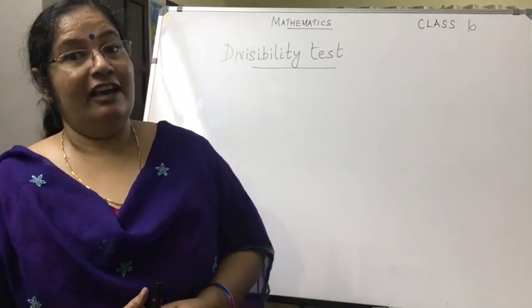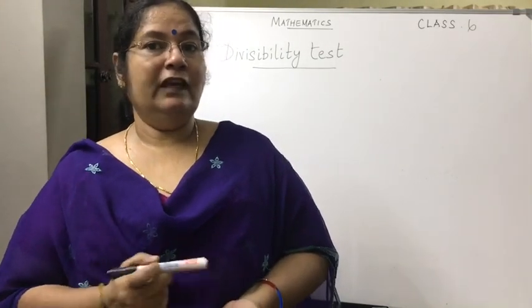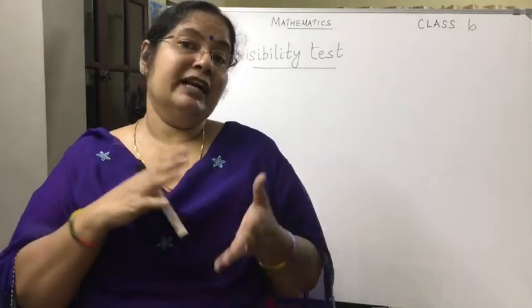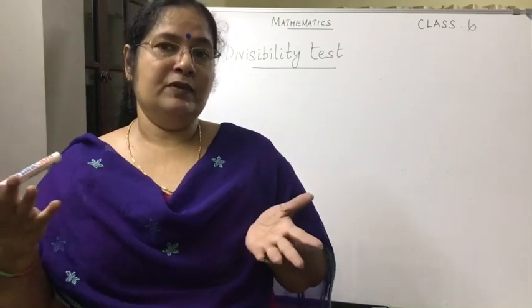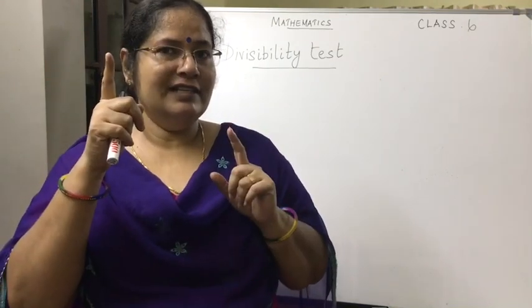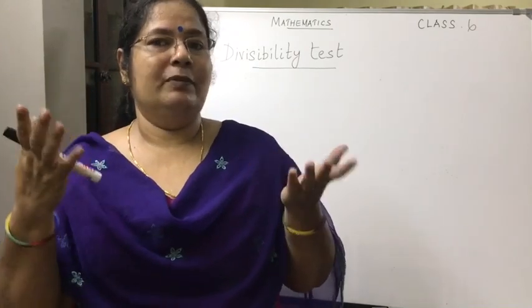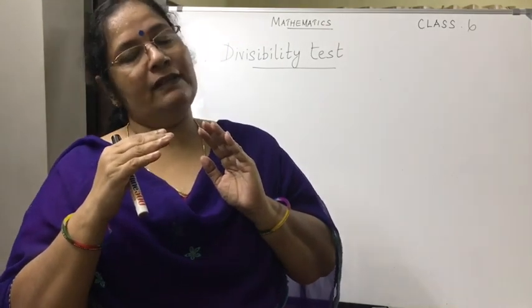Now last day we have learned about prime numbers, composite numbers, even numbers, odd numbers, twin primes, so many things we have learned. And we have done an activity also to separate the prime and composite numbers, and one is neither prime nor composite. We have done that activity. What is that activity? It is the Sieve of Eratosthenes.